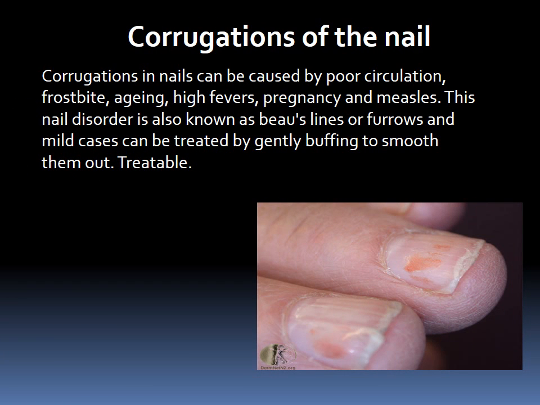Corrugations of the nail. Corrugations in the nail can be caused by poor circulation, frostbite, aging, high fevers, pregnancy, and measles. This nail disorder is also known as Bowes lines or furrows, and mild cases can be treated by gently buffing to smooth them out. This is treatable.